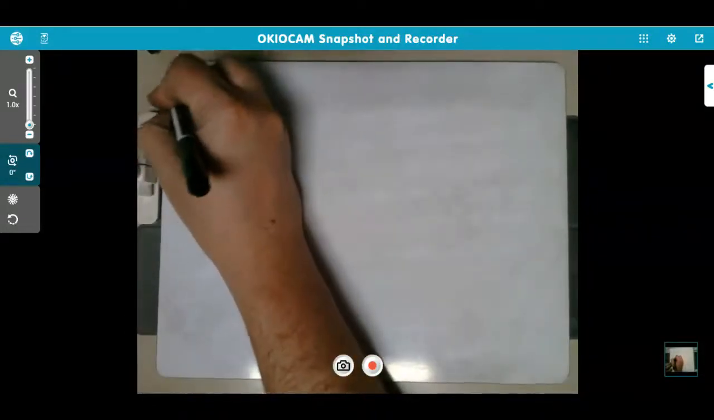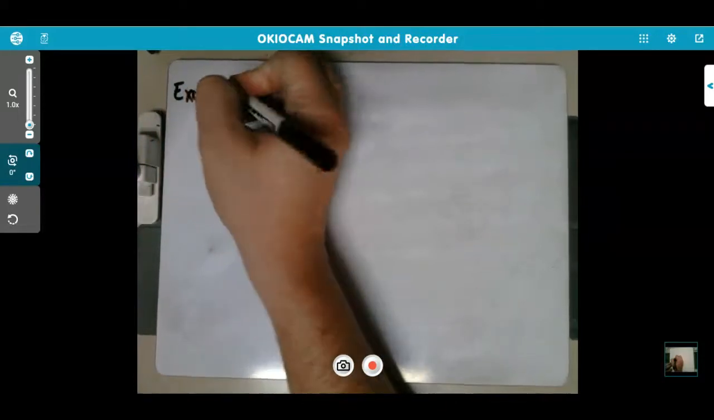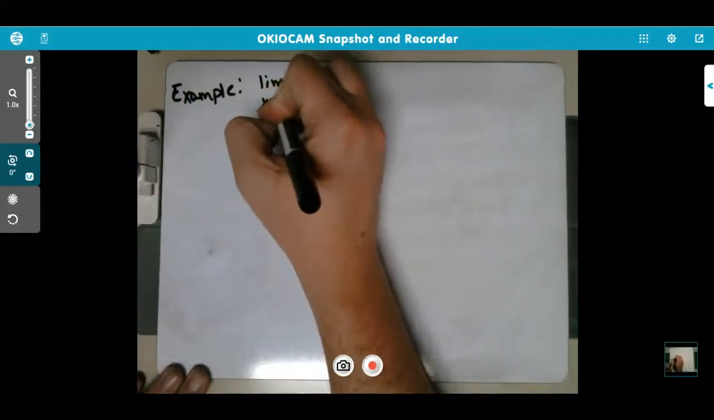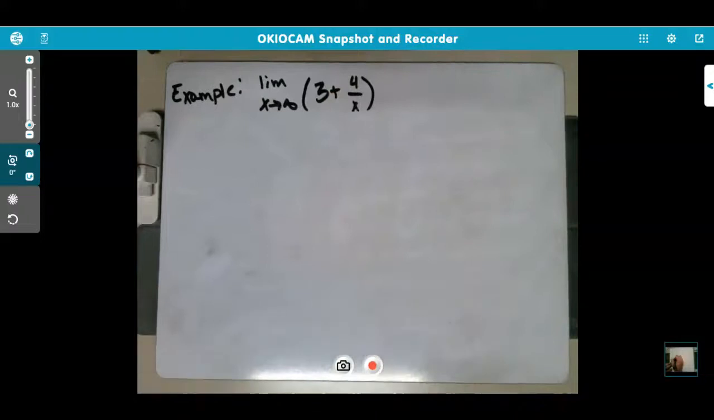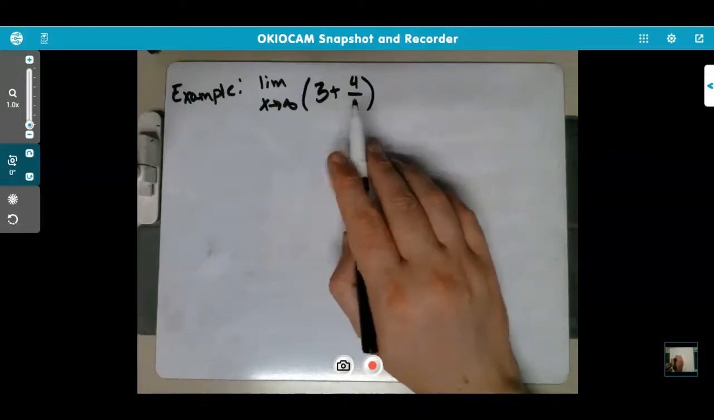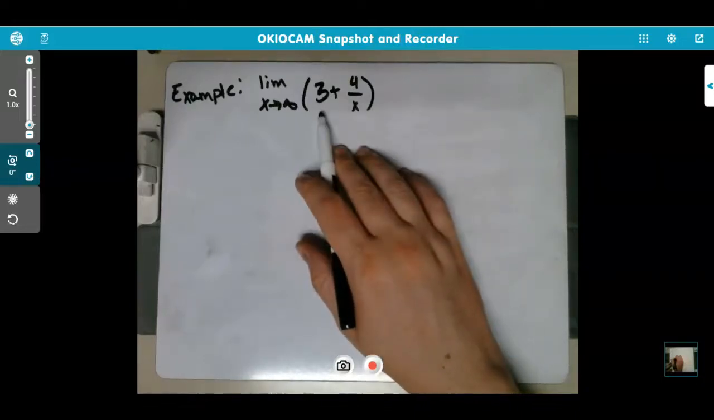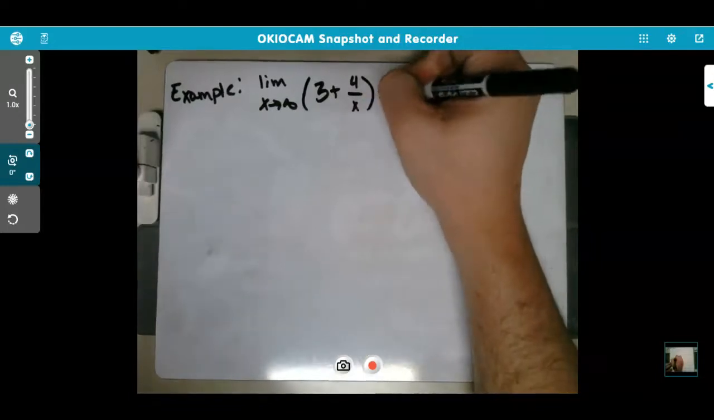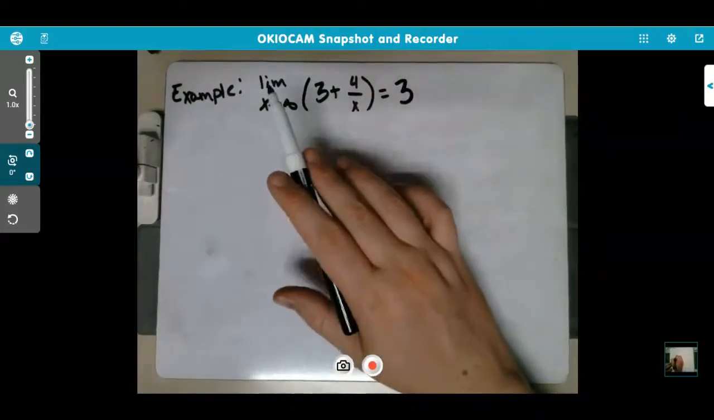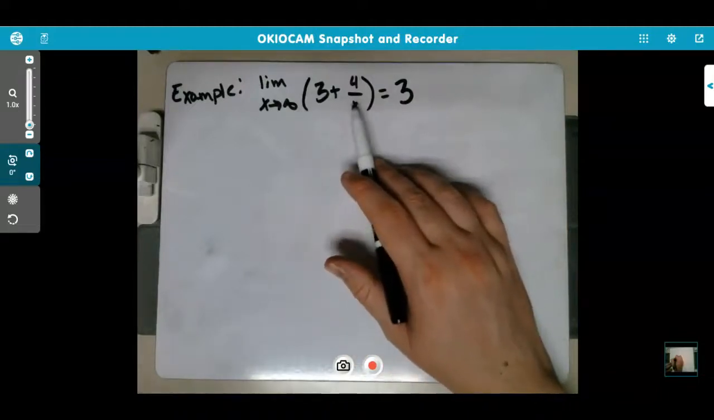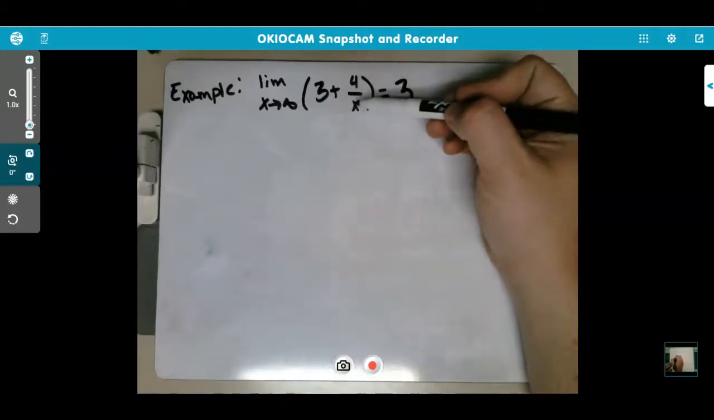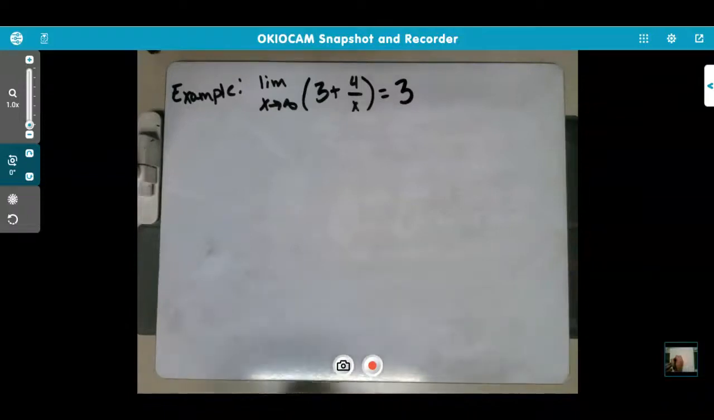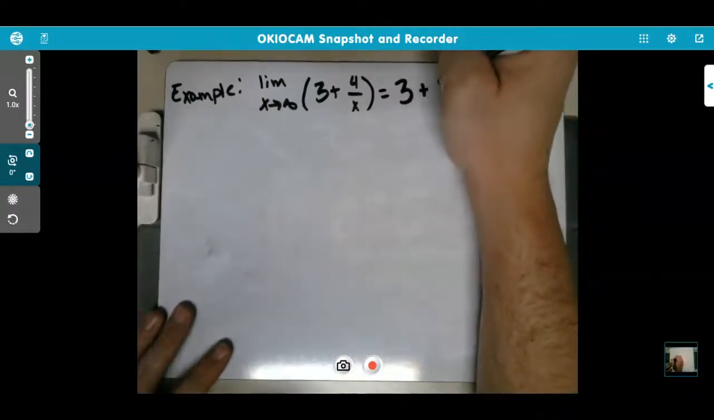Let's do, for example, the limit as x goes to infinity of 3 plus 4 over x. Let's think about that. The only x I see is this one right here. So the 3 just stays 3. But if I plug in something really big over here, that'll be 4 over something really big. And as we just saw, 4 over a thing that's really big actually makes it really small. So that's like adding 0.